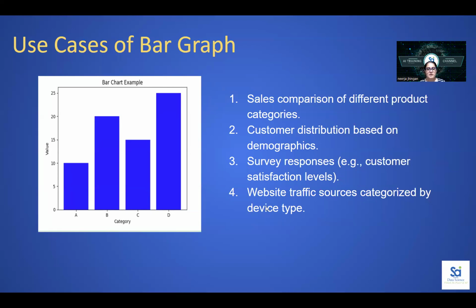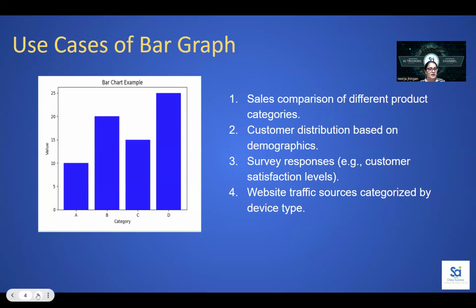Survey responses, website traffic sources categorized by device type. Even if you look at the YouTube channel, you see how many people are watching your video using the desktop, mobile phone, tablet and so on, right? At this time this graph is very, very useful, and you can also see on your website, if you are looking at the demographics of your website, you can see the different categories again, from which they are visiting your website, using desktop, computer, mobile, tablet and so on. So these were the most important and the top most common use cases of this graph.